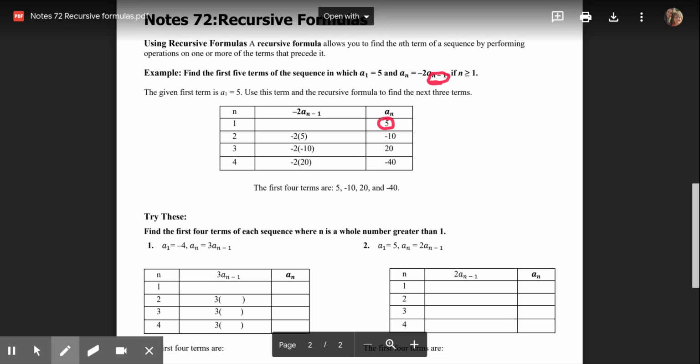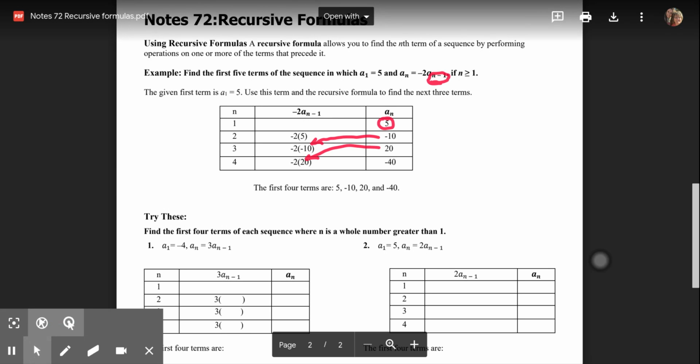multiply that by your a sub 1, which is 5. So that gives you negative 10. And then the next one, you're going to put negative 10 right there. So negative 2 times negative 10 is 20. And then you're going to put 20. Negative 2 times 20 is negative 40. So the first 4 terms are 5, negative 10, 20, and negative 40.